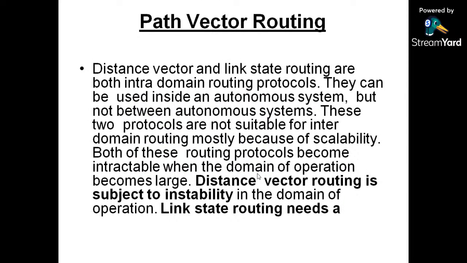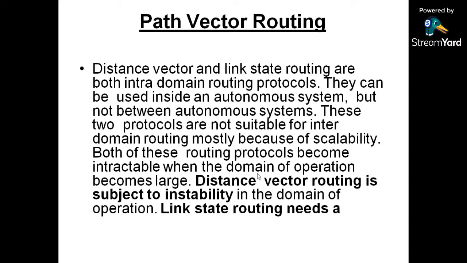Now the next topic: path vector routing. Distance vector and link state routing are both intra-domain routing protocols. They can be used inside an autonomous system, but not between autonomous systems. So these two protocols are not suitable for inter-domain routing, mostly because of scalability. Both of these routing protocols become intractable when the domain of operation becomes large.